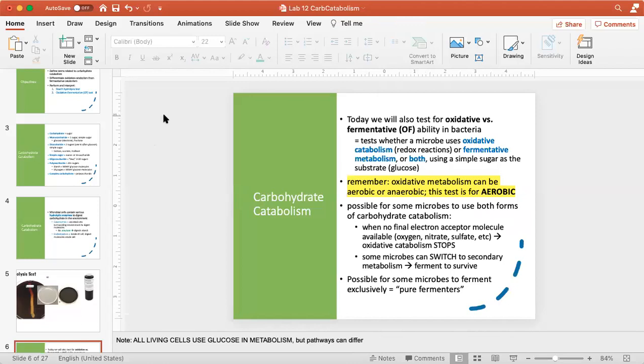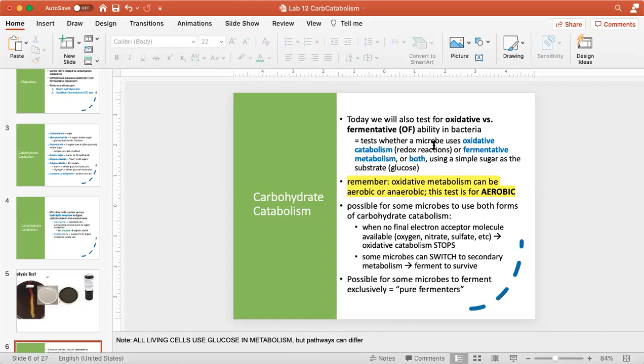The other test we're going to talk about today is this test called the OF test. And this is a very complex test to interpret. Another really big sort of basic question that we can test or ask about a microbial cell is, what is it doing with glucose? How is it using glucose to make ATP? Because all cells use glucose in one way or another to make ATP. So one of the really fundamental tests we can do is this OF test, because it will tell us whether a bacterium is oxidative or fermentative or both.